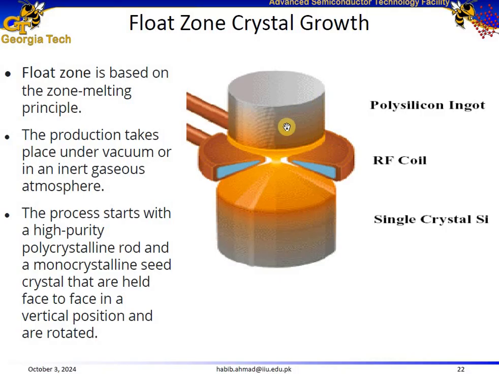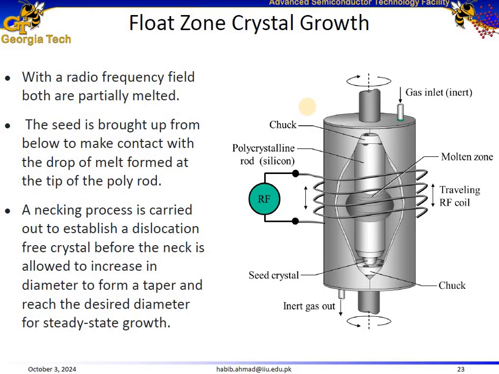So in float zone, we start with a rod, and this rod is polycrystalline, it's not monocrystalline. The radio frequency coil helps melt this zone of the polycrystalline rod. This process does not require a crucible, and due to this property, it has a reduced risk of contamination as compared to the Czochralski growth method. The entire process occurs in an inert environment, usually argon. You can see here the gas inlet, where gas can be introduced. The inert gas could be argon, to prevent oxidation and contamination during the crystal growth process. So how does it work?